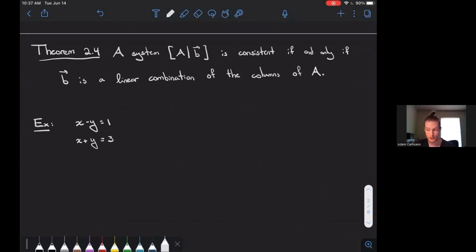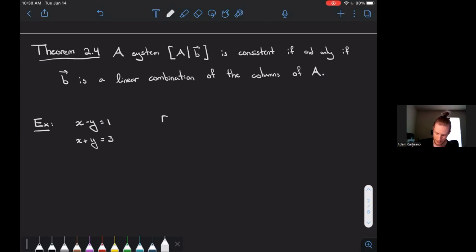We were given some column vectors. We created an augmented system, which we then went and solved. And the fact that that system was consistent gave us a solution for the scalars that we can multiply the columns of A by in order to obtain the vector B. Okay. Let's just do two more examples so that you can see this in action.